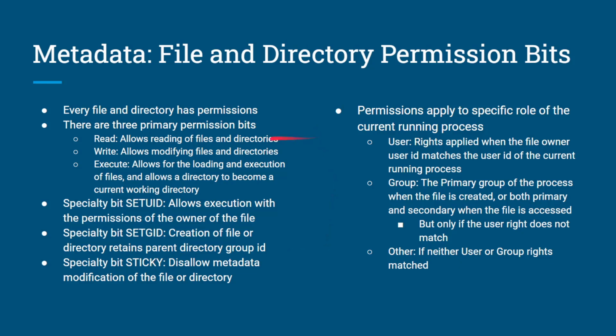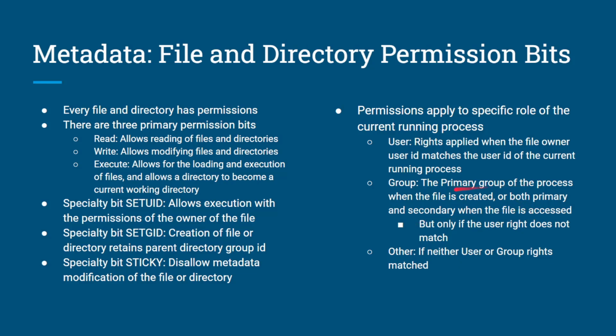So again, permissions apply to the current running process. It all depends on whether or not the process has a particular user. User rights are applied when the file owner ID matches the user ID of the current running process. Group rights apply when the primary group of the process, or both the primary and secondary groups, match when the file is accessed.